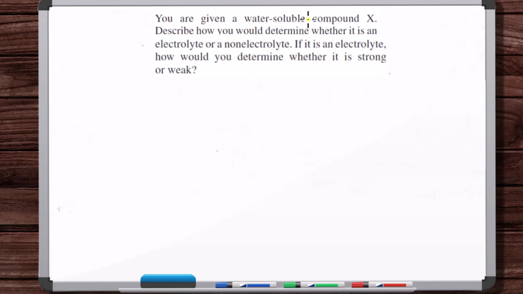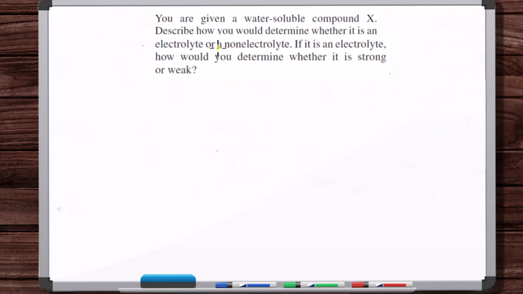Okay, you are given a water-soluble compound X. Describe how you would determine whether it is an electrolyte or a non-electrolyte. If it is an electrolyte, how would you determine whether it is strong or weak? Okay, so determining whether it's an electrolyte or non-electrolyte is easy.